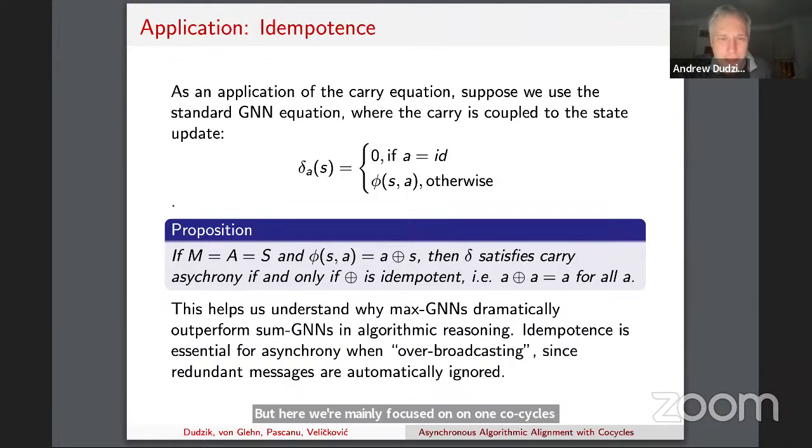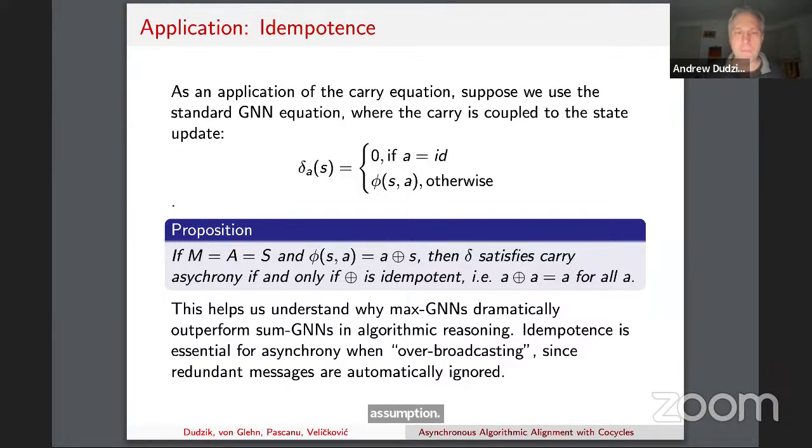So one application of this is to kind of reinterpret an old result. So suppose we define the sort of naive carry law that you would think of as being associated to a typical GNN, which is we simply send the updated state. We need the additional condition that if we don't send an update, we don't send a message, but with that extra assumption, in a basic case, you can show that this satisfies the cocycle condition. This is a legitimate asynchronous carry if and only if the aggregation of your messages is idempotent. So that means it satisfies A plus A is A for all A. A typical example of this would be max, right? Max of A and A is A.